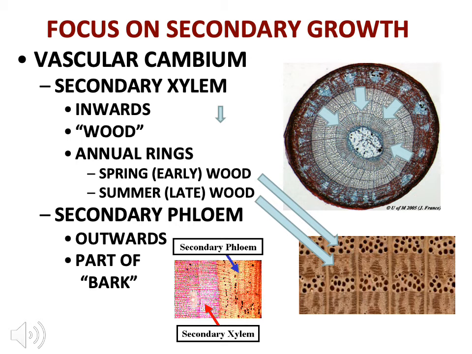Growth conditions are great, and so you're going to produce cells that are relatively large, and that's the characteristic of spring wood. Now, as spring moves into summer, growth conditions aren't so great. It gets really, really hot, and available water becomes few and far between. And then you get in the fall, and growth pretty much shuts down.